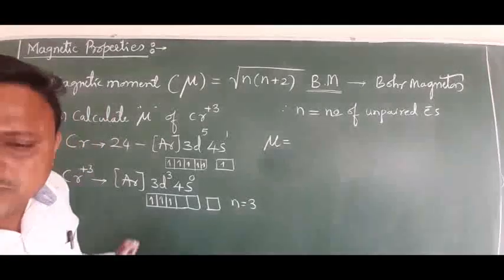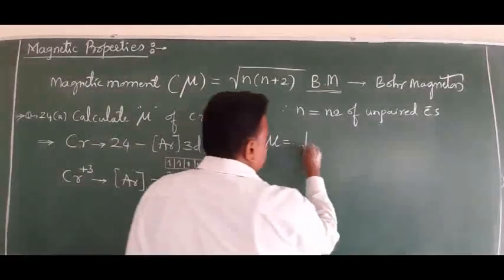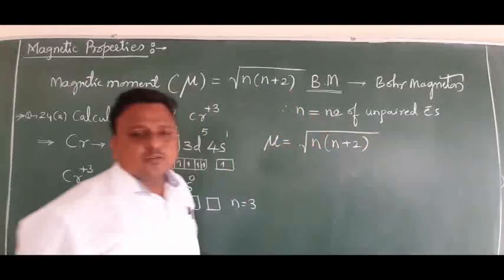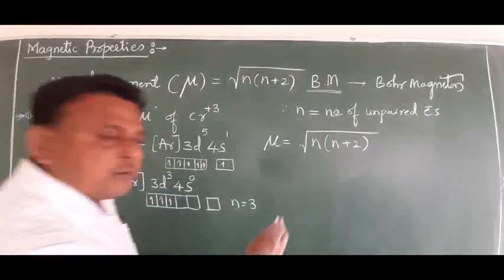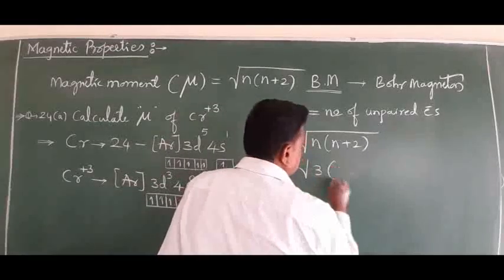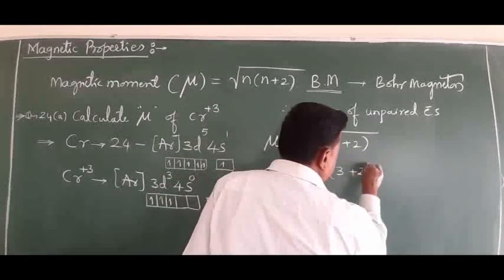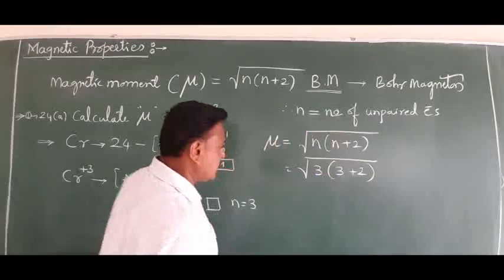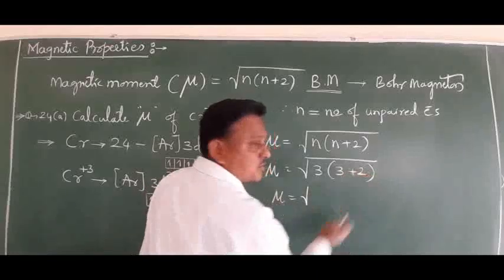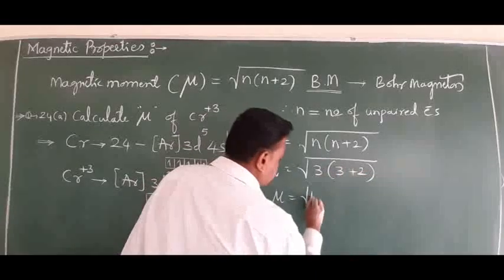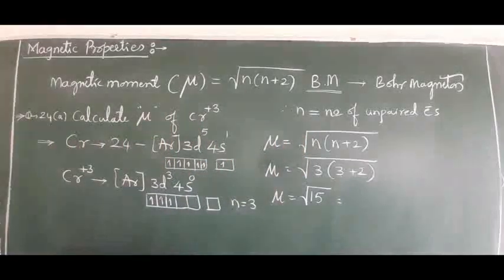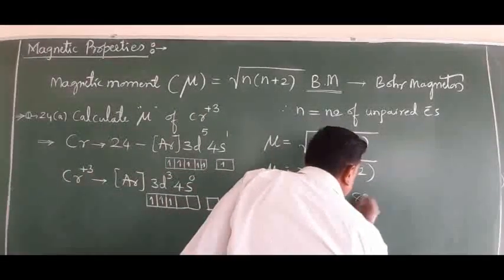You can use mu is equal to the square root of n into n plus 2. Here n is 3, so you can use 3. This is 3 plus 2. Do it carefully, children. Mu is equal to 3 plus 2 is 5; 5 3s are 15. Root 15. What about the root 15 value? You can calculate with the help of a calculator.